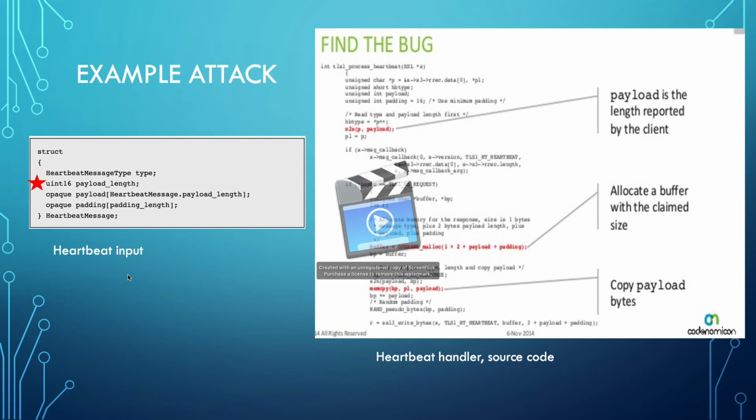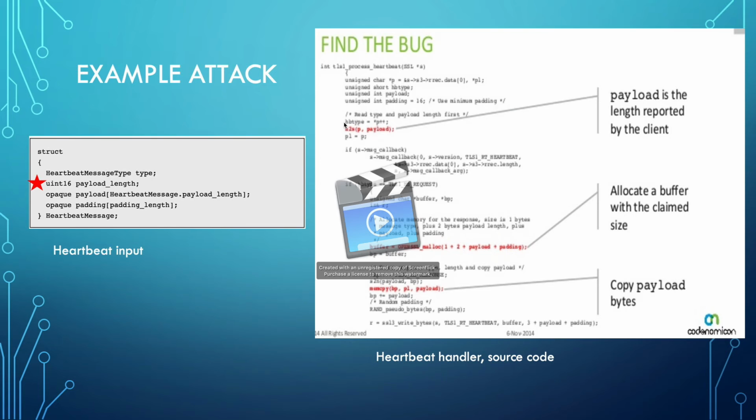Here, again, the culprit is over here. It's the heartbeat input. And the part that is the start is when the malicious user lies about the size of the message. I'm pretty sure this slide looks familiar to you. I've taken this from one of your presentations that I found online. And here it shows the parts that are at fault with the source code.